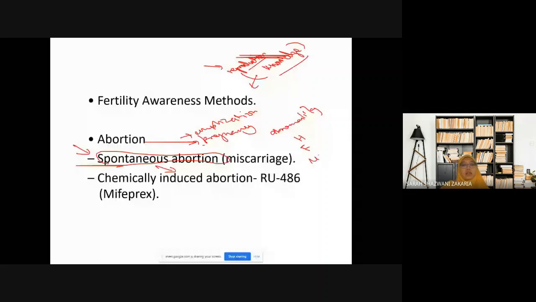Another one, chemically induced abortion. So this RU486 is also a pill. This is what we call emergency pills.